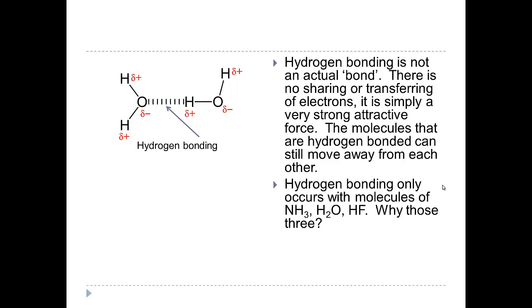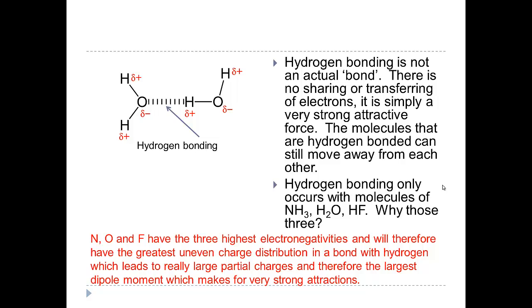Hydrogen bonding only occurs with molecules of ammonia, water, and hydrogen fluoride. Why those three? Nitrogen, oxygen, and fluorine have the three highest electronegativities and will therefore have the greatest uneven charge distribution in a bond with hydrogen, which leads to really large partial charges and therefore the largest dipole moment, which makes for very strong attractions. So hydrogen bonding is exactly the same as dipole-dipole attractions, except they're just very, very strong and therefore have a greater impact on the properties of the substances.